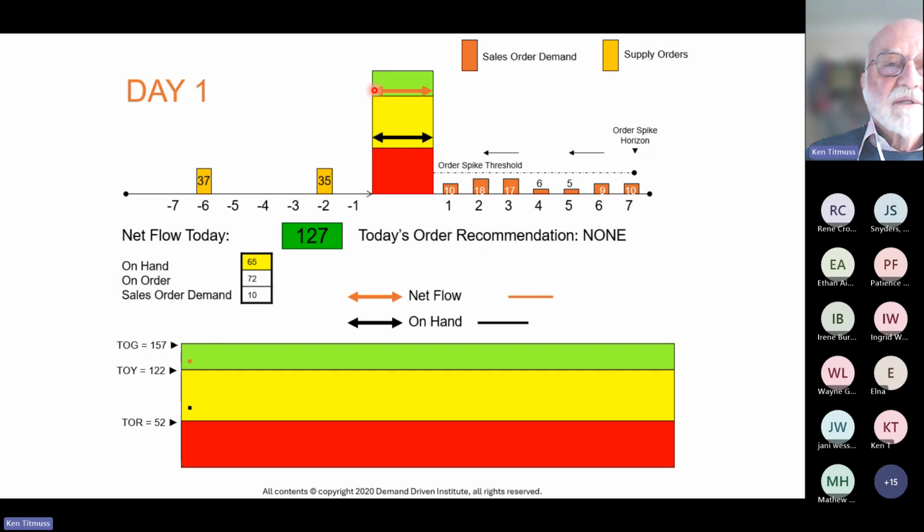So that orangey arrow there is my net flow. My on-hand balance is sitting down here, in the bottom of the yellow zone, which is where it should be, as we'll see later on.